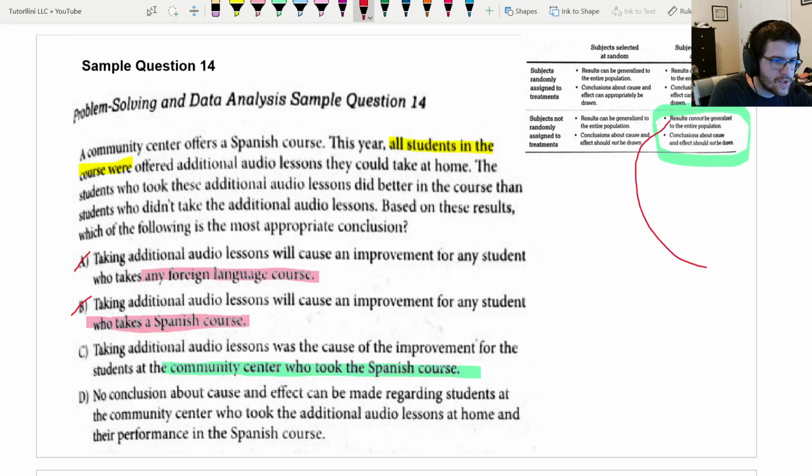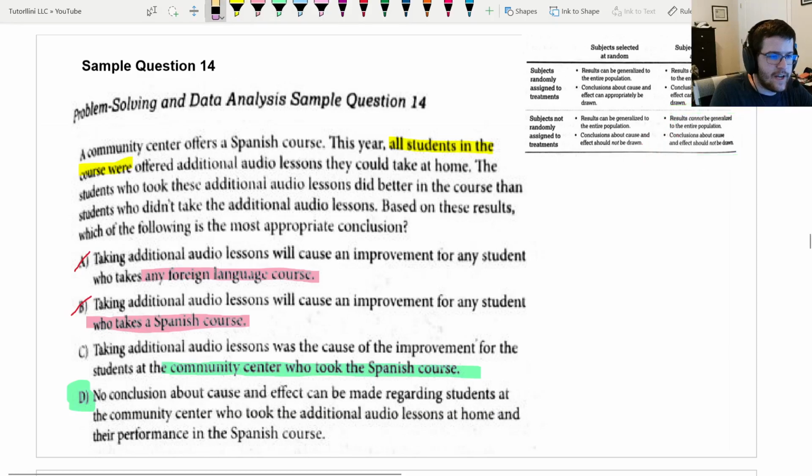So the results cannot be generalized to the entire population. And also, conclusions about cause and effect should not be drawn. So you see, we can only get conclusions about cause and effect when we have random assignment. We didn't have random assignment. So we're going to go with answer choice D. No conclusion about cause and effect can be drawn.